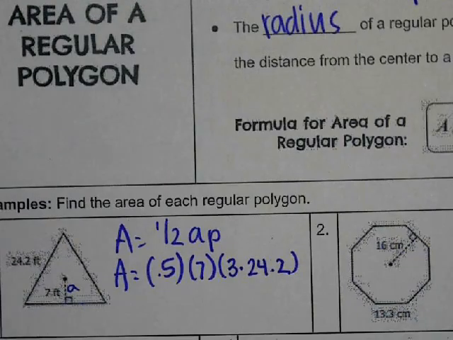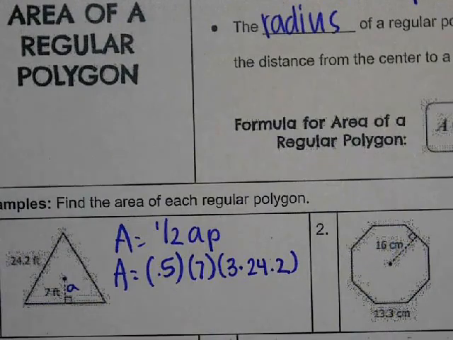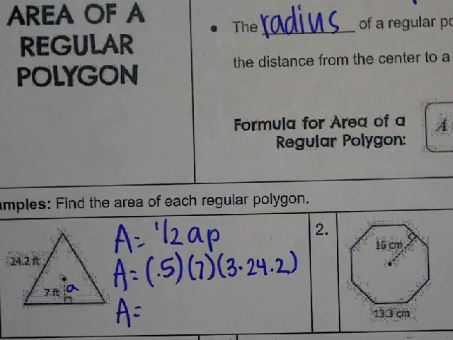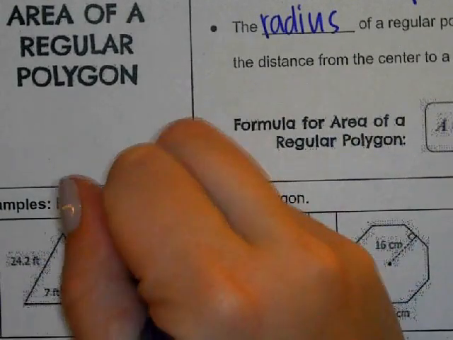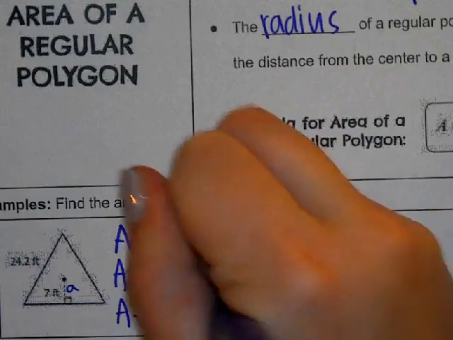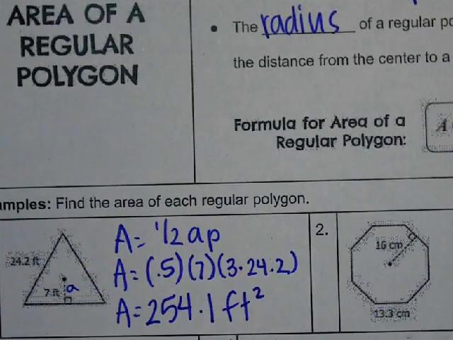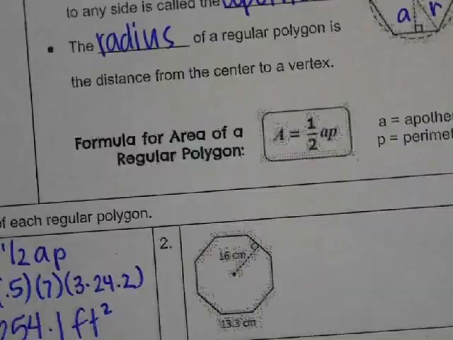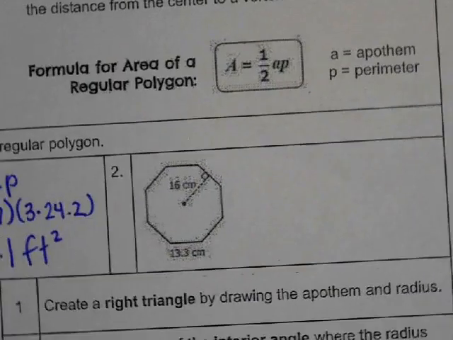Now if I type all of that in my calculator, it'll give me the area for this regular polygon. This formula is very straightforward that way. So the area of this regular triangle is 254.1 feet squared. Excuse me. Let's try it again in the next figure.